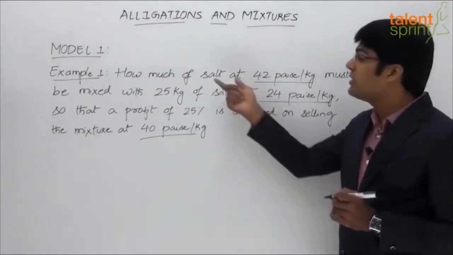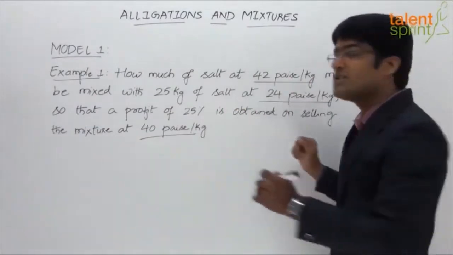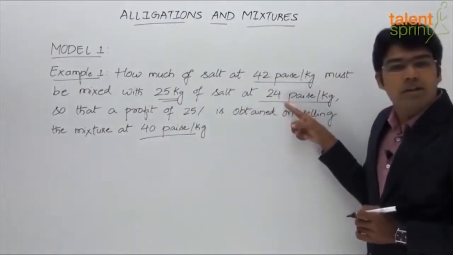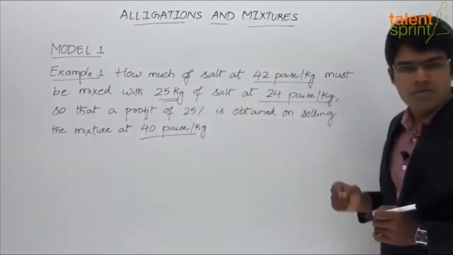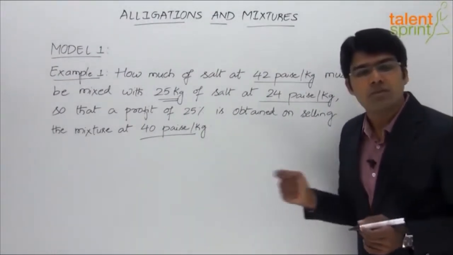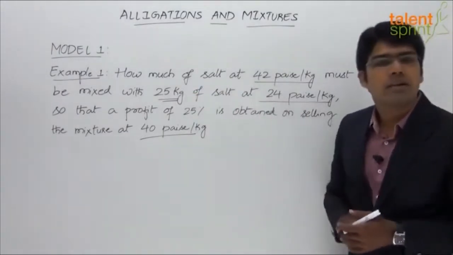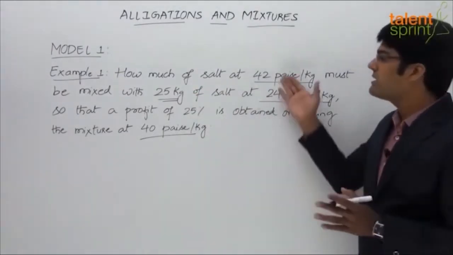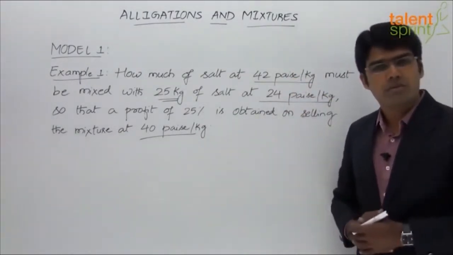So what should be the quantity of salt at this price which has to be mixed with 25 kg of salt. Understand, the quantity of the cheaper quality of salt is given, and we have to find out the quantity of the dearer quality of salt, which is again based on finding out the ratio. Once we get the ratio of the two quantities, we can easily find out one of the quantities when the other quantity is given to us. So let's work out and find out what is the ratio in which the two qualities or the two varieties of salt have to be mixed together.